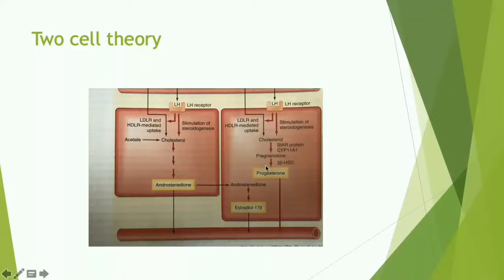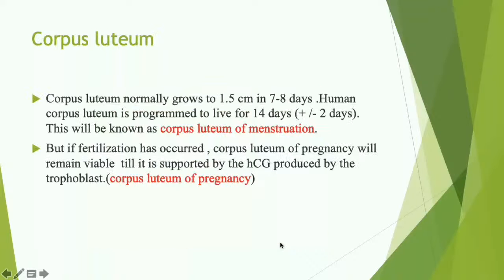Now post ovulation there is an occurrence of LH receptors in the granulosa cell also. So you have increased formation of progesterone, which is released into circulation, right?